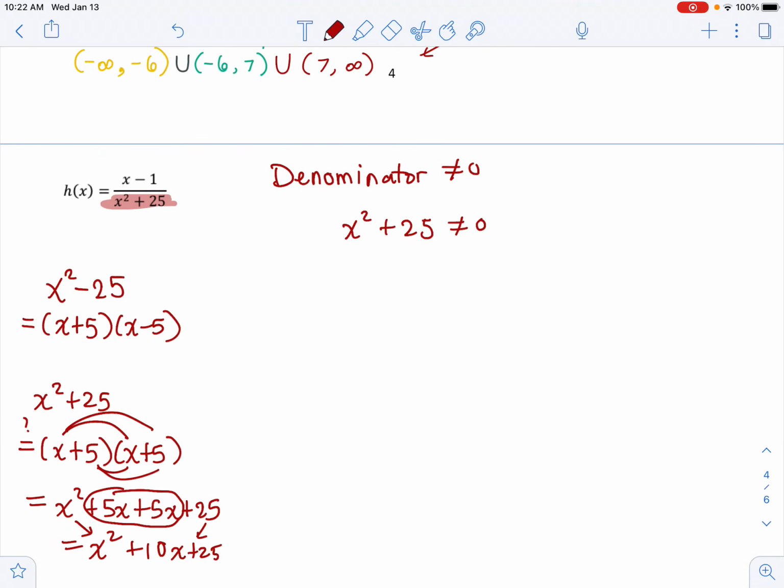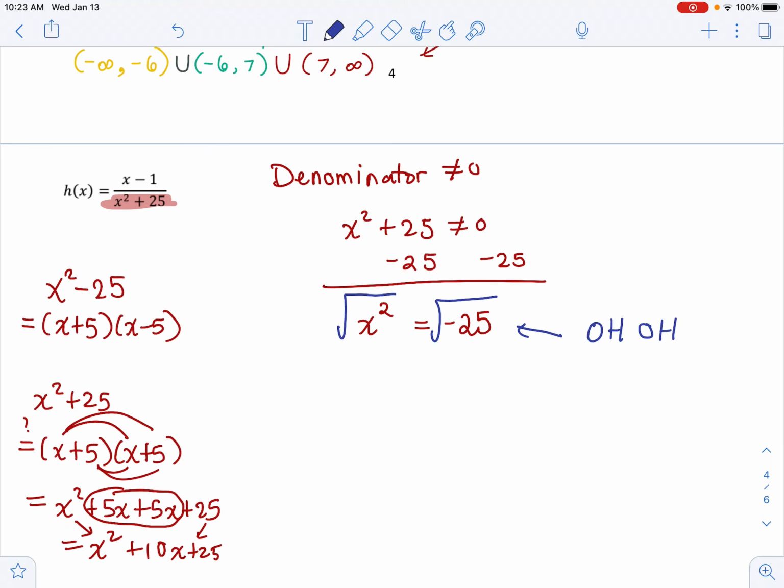So what we're going to have to do is, hold on, I can go ahead and solve this by subtracting 25 from both sides. Then I'll get x squared is equal to negative 25, right? Now what, guys? How do you get rid of squaring? Well, to get rid of squaring, you have to take the square root of both sides. But I hope you noticed something. Uh-oh, we can't have a negative number as a radicand, right?